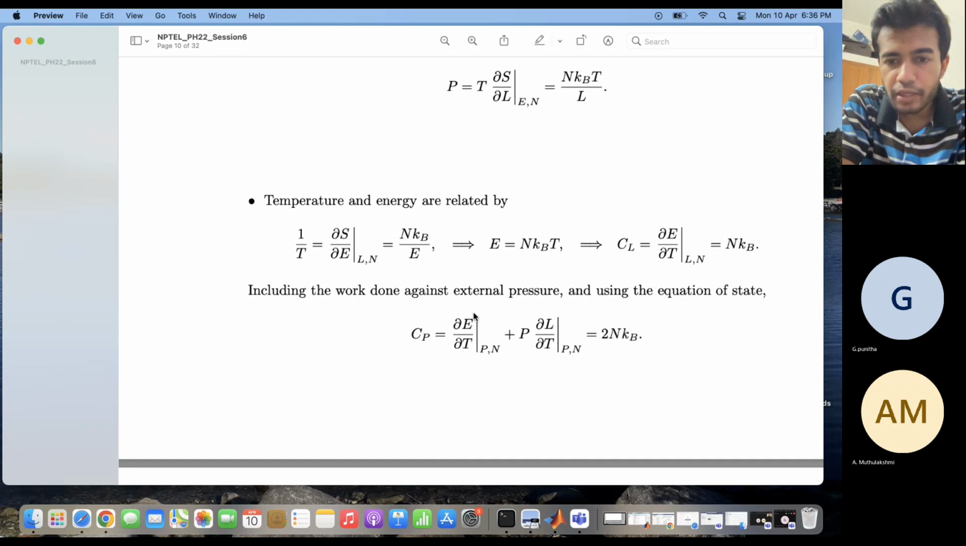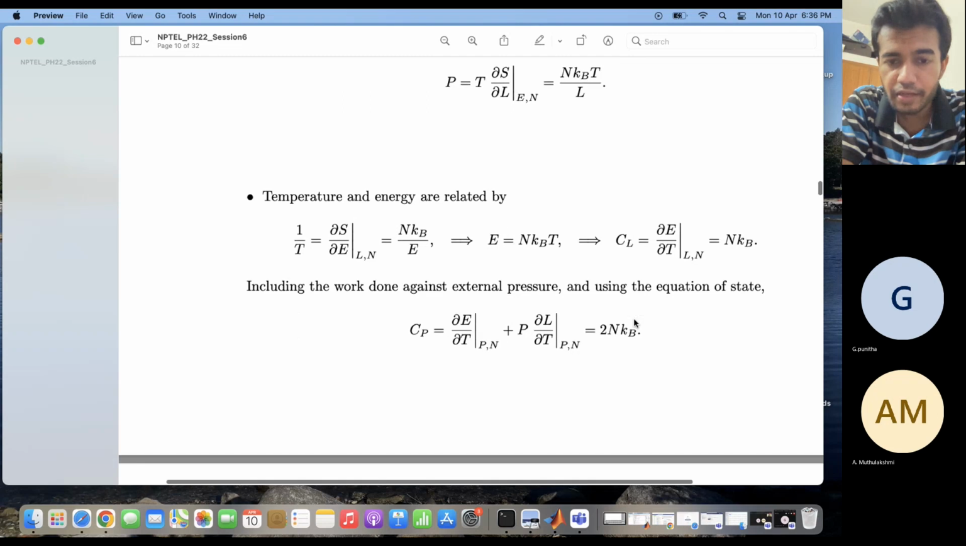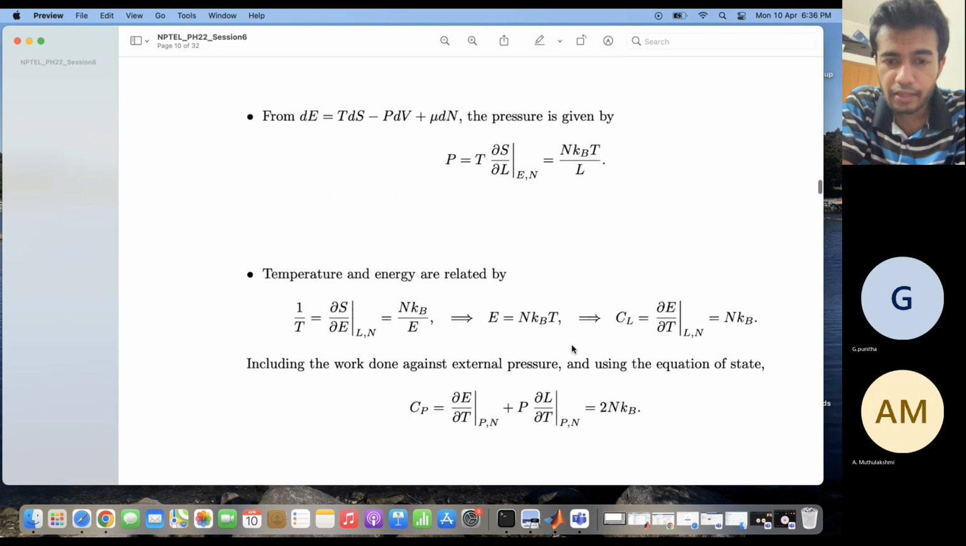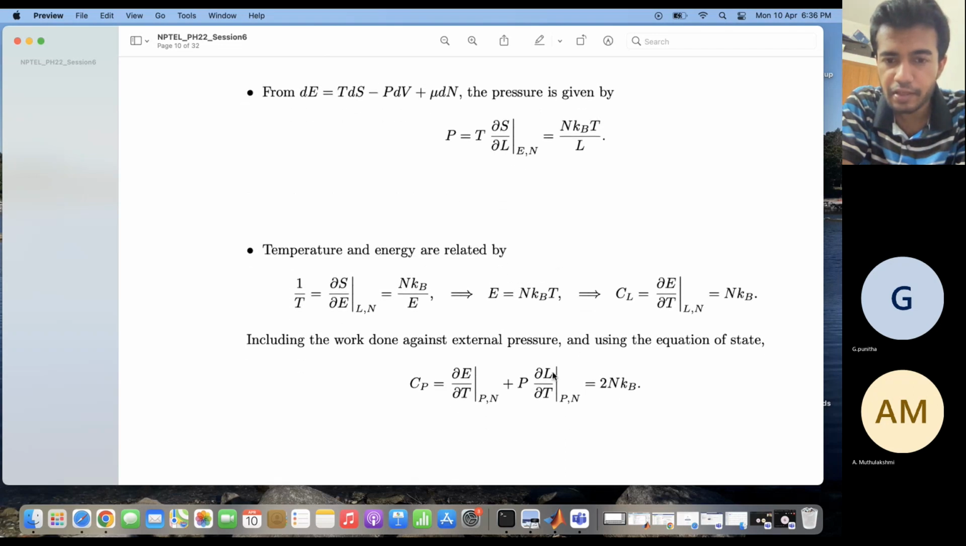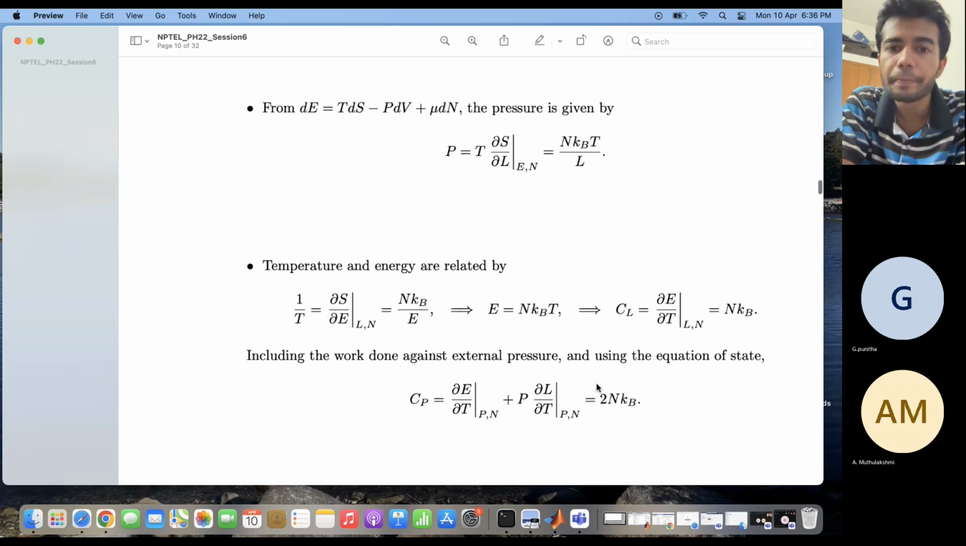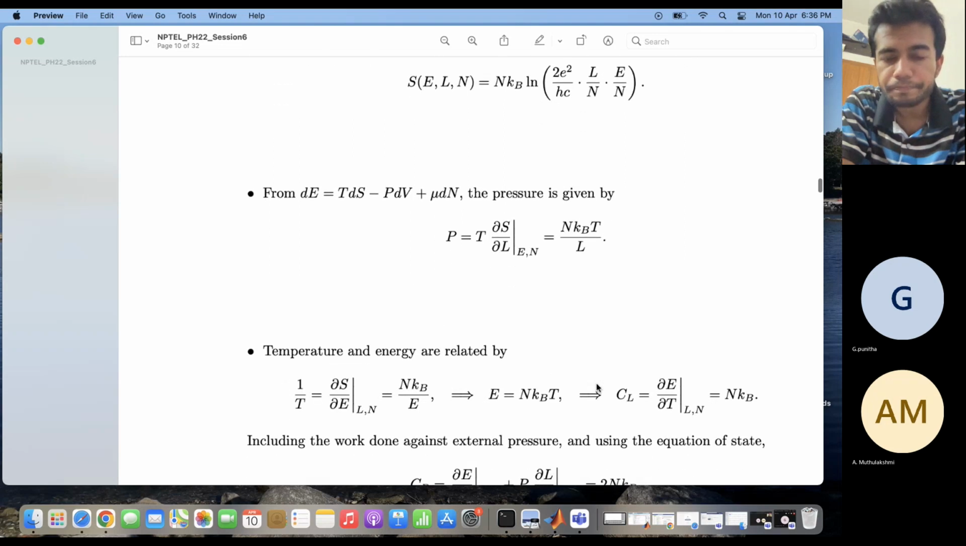Now we have to include the work done against the external pressure. And if I use the equation of state, then Cp is equal to del E by del T at constant pressure and N plus P into del L by del T at constant pressure and N. Okay, so I get this from the equation of state basically. And del L by del T at constant P again gives me Nk, and therefore this becomes equal to 2Nk. Okay.